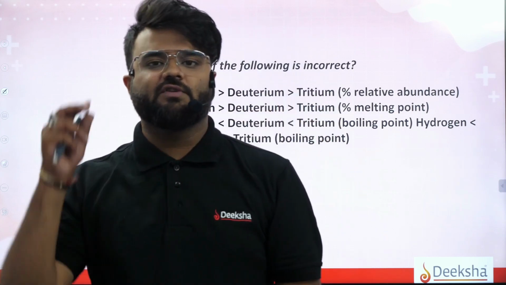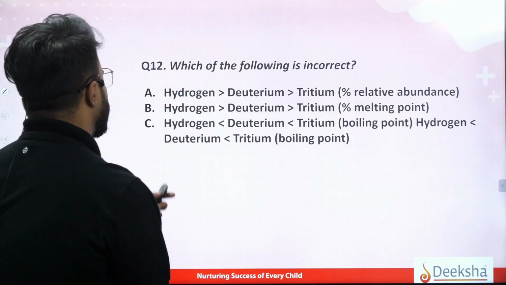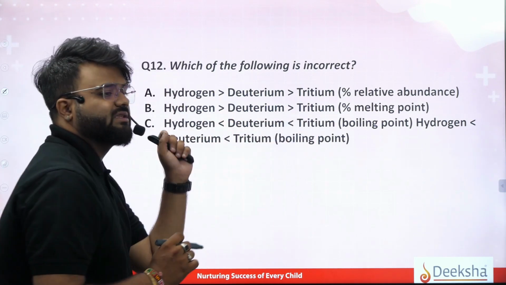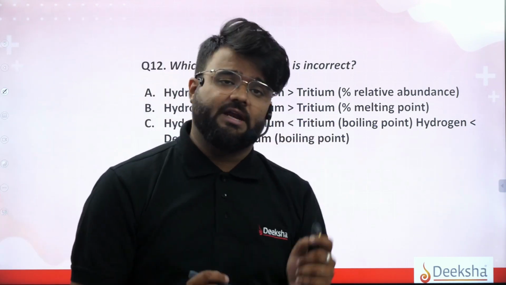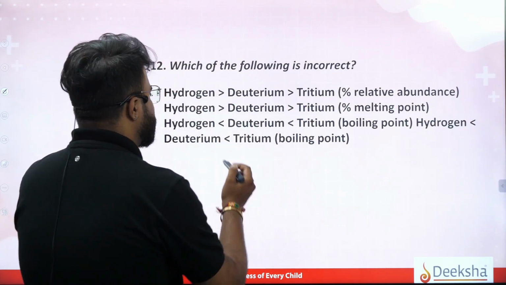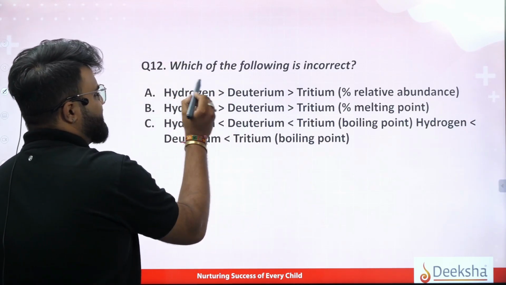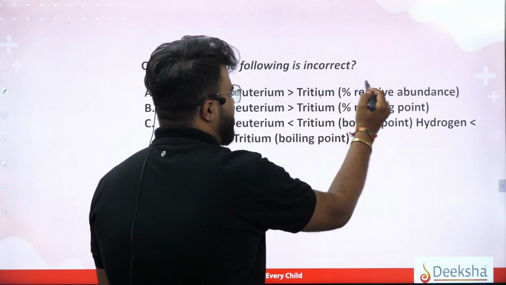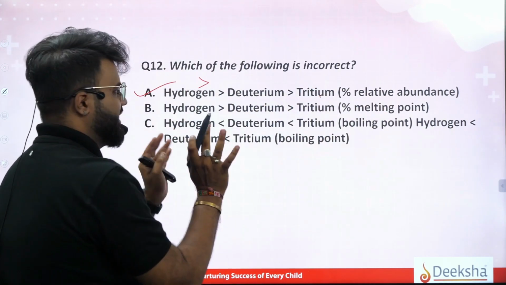First we'll see which of the following is incorrect. Hydrogen, deuterium and tritium are the isotopes of hydrogen. The relative abundance is more in hydrogen compared to tritium and deuterium. So option A is correct.